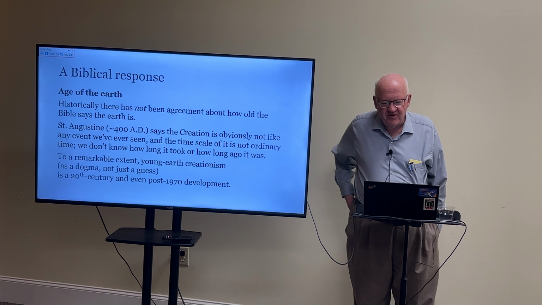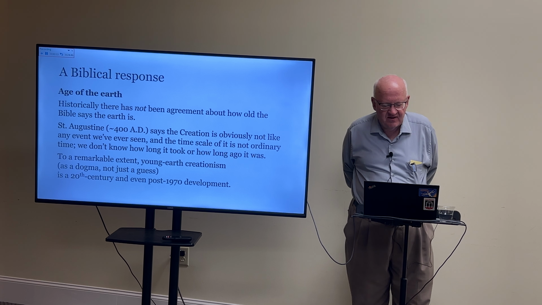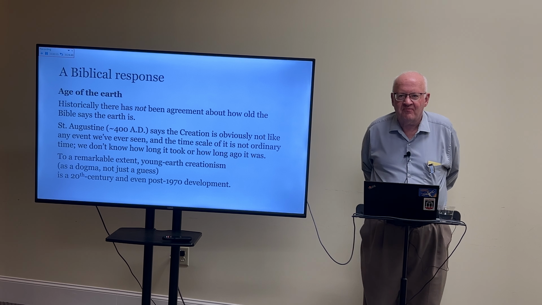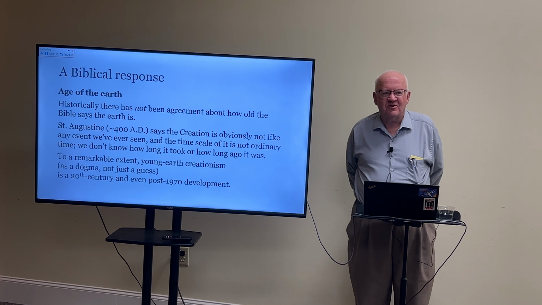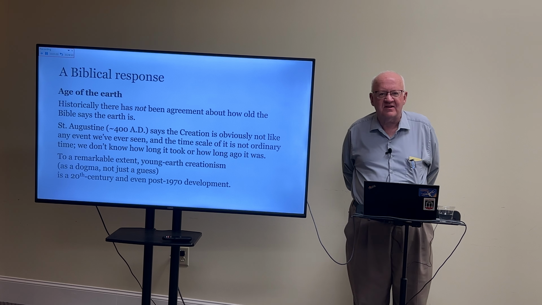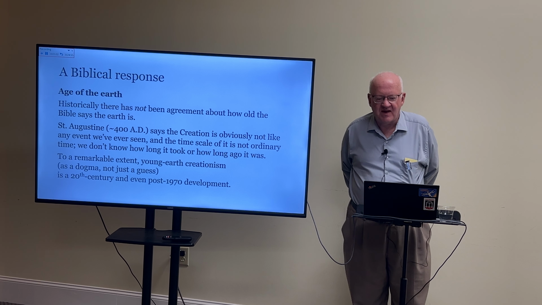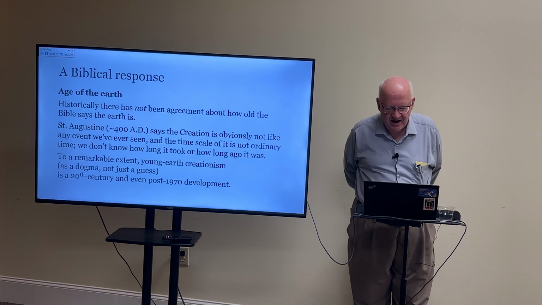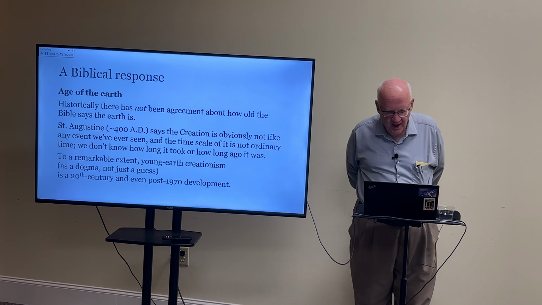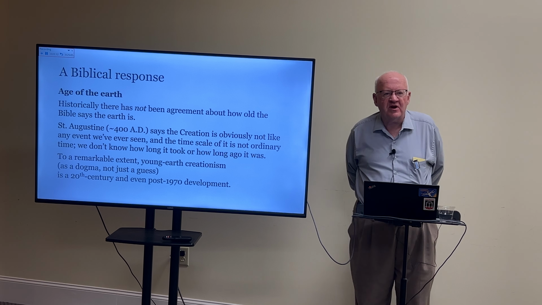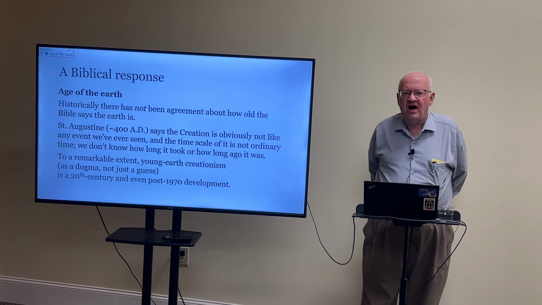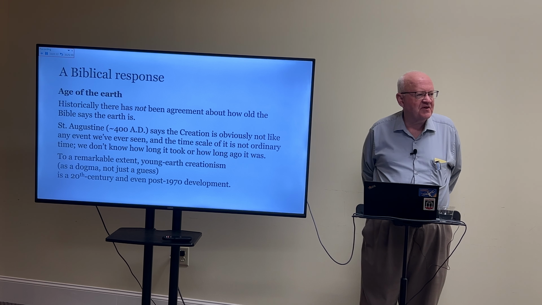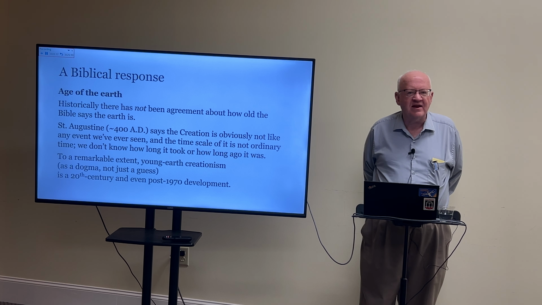So, as the creation is obviously not like any event we've ever seen, and the time scale of it is not ordinary time, the Bible just doesn't tell us how many years it took. It might have been something God did practically instantaneously. The Bible tells us how the work was organized, or at least organizes it so it can name all the parts of it and tell us. To a remarkable extent, young earth creationism as a doctrine, not just as a guess, is a 20th century and even post-1970 development. It's not something everybody agreed on all along.